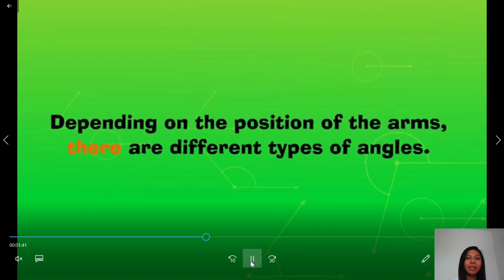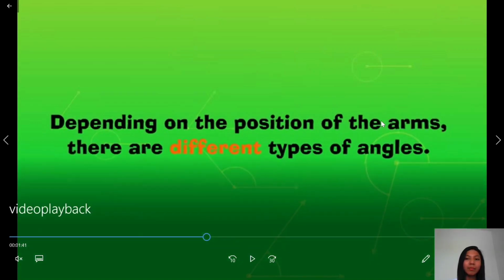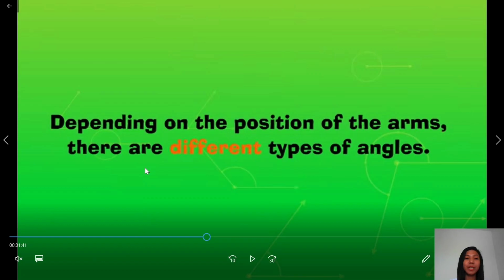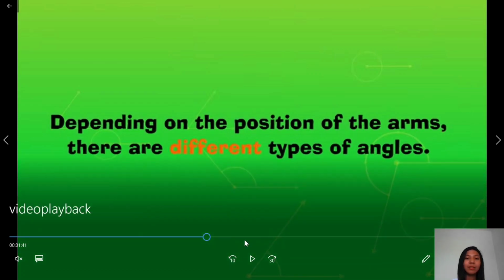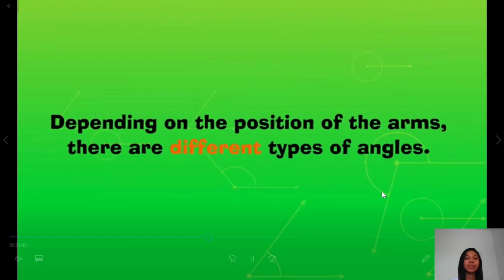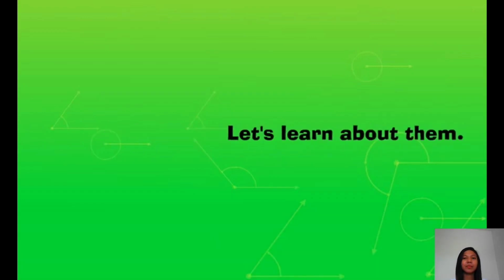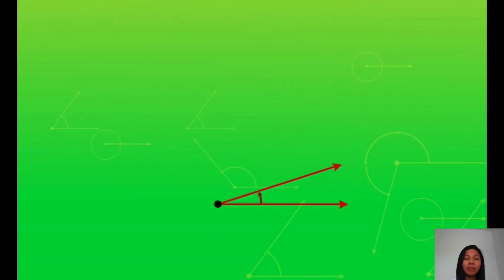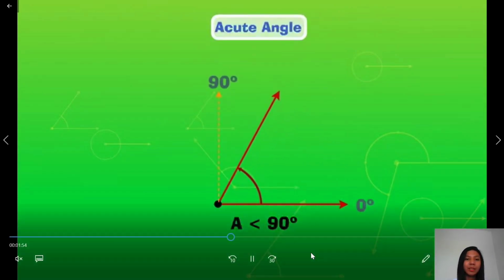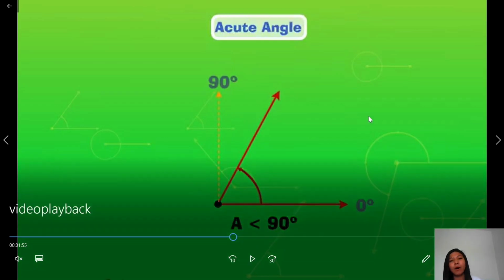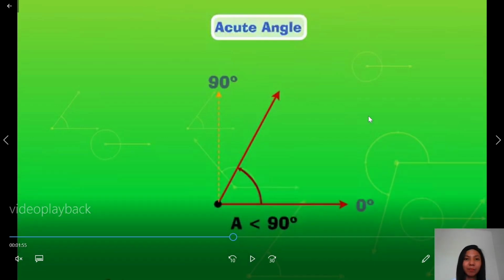So depending on the position of the arms or sides, we can find the different types of angle. It depends on the position of the arms or the sides of the angle. So let's discuss further. We have here the first type of angle. From 0 it moves upward. So this is an example of the acute angle.